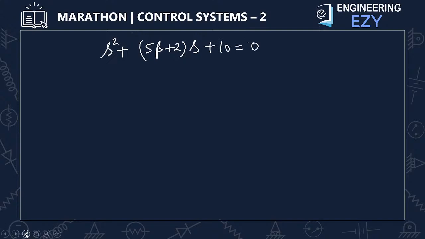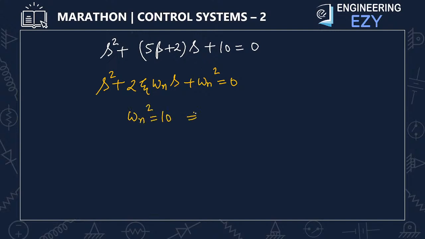If you compare it with the standard characteristic equation, what is the standard characteristic equation? It is s square plus 2 zeta omega n s plus omega n square equals 0. So omega n square is 10, which implies omega n is equal to root 10 radian per second. Once you calculate the natural frequency omega n, now compare the s coefficient: 2 zeta omega n is 5 beta plus 2.